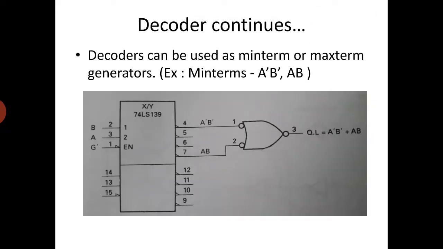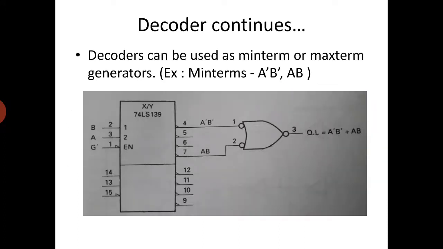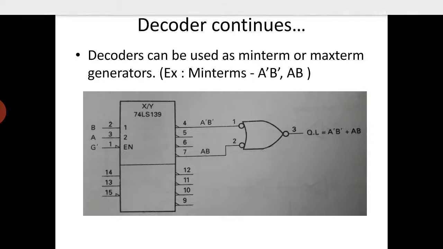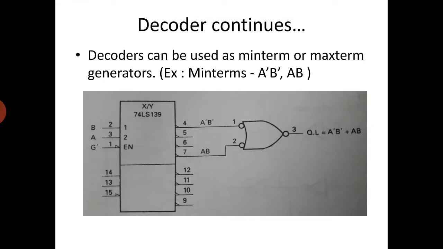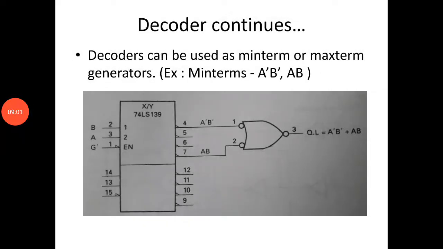Now, after seeing the symbol of the decoder, we will see that the decoder is not only used alone in a design. It can be used as one of the parts in a combinational design. Decoders can be used as min terms or max terms. What are min terms and max terms? We have seen already in the previous class.